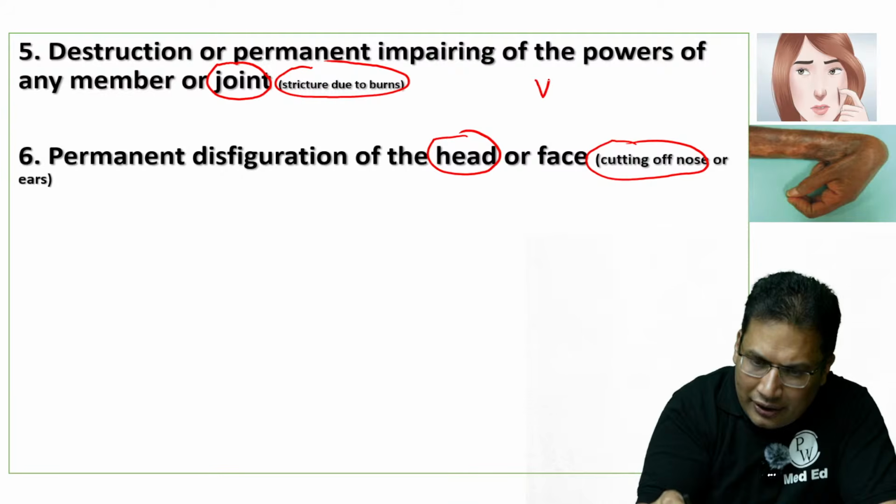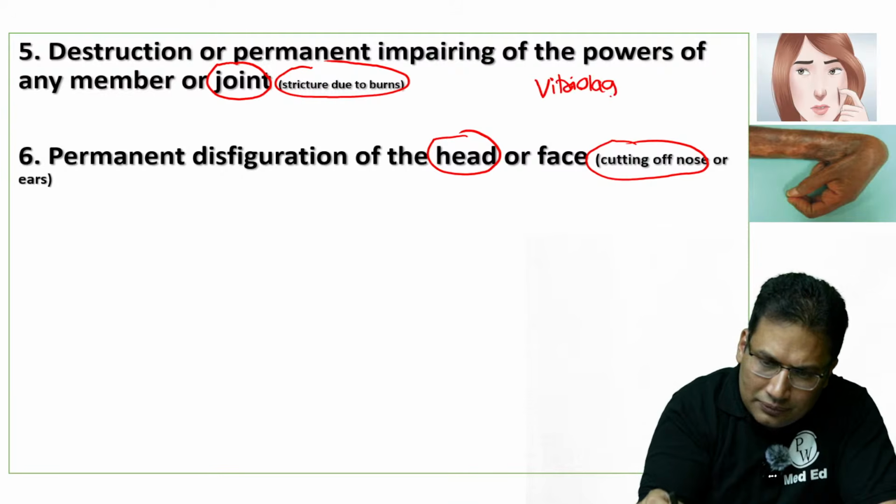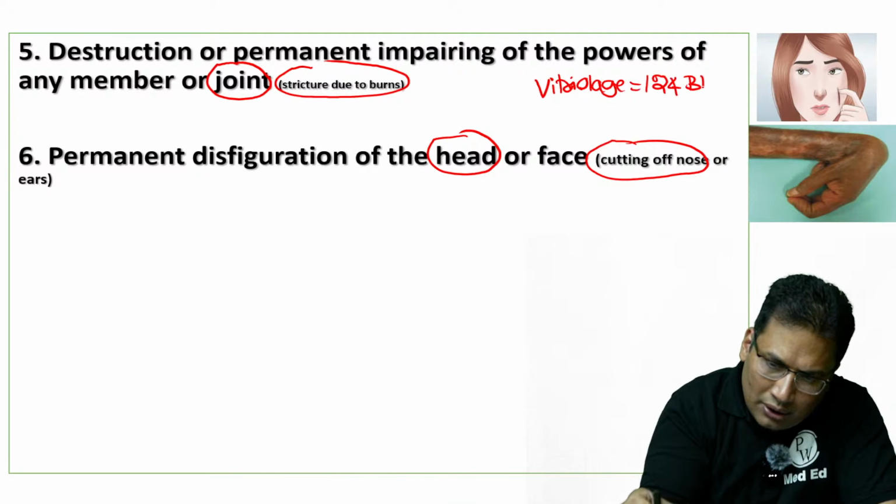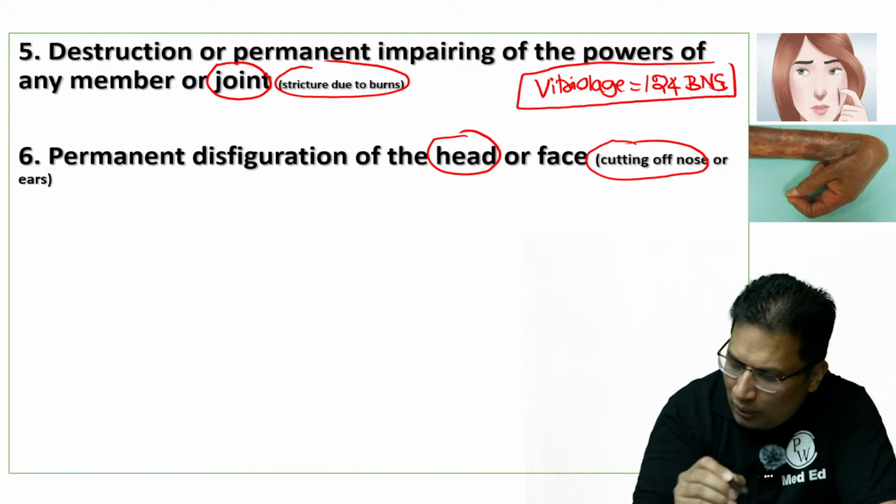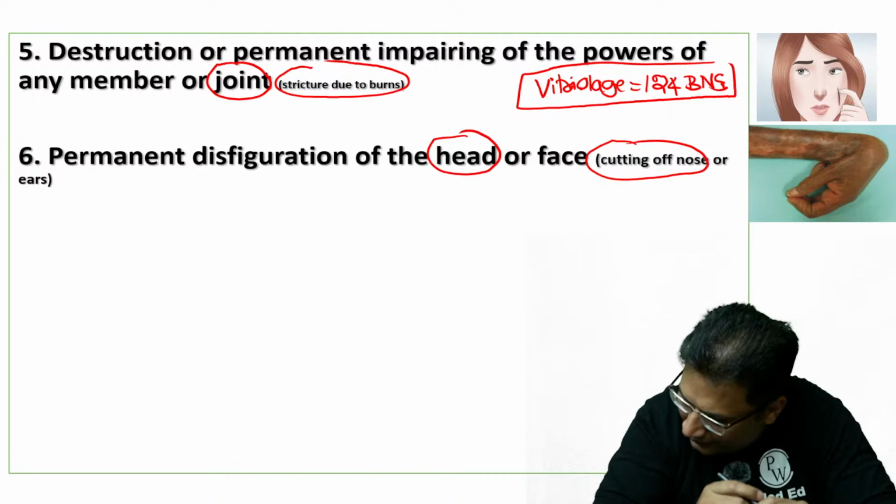Remember, vitriolage or acid attack now comes under another section, 124 BNS. The vitriolage is punishable under 124 BNS. So all of you write: vitriolage is equal to 124 BNS.